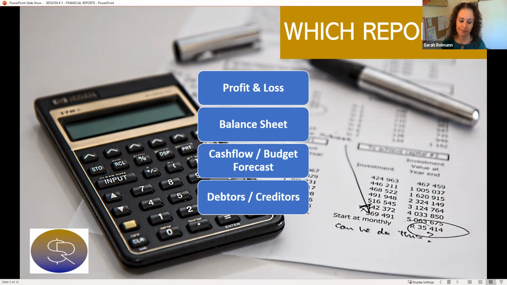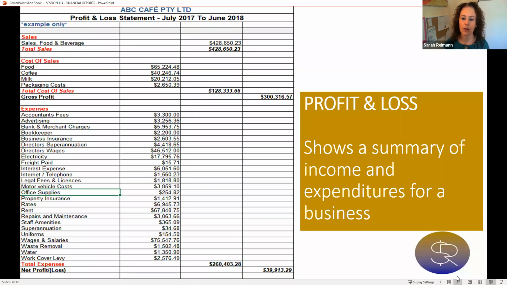So today in this session, I'm going to go through the 5 reports you should be looking at in your business, and extracting each month from your accounting software, so you've got clarity about how your business is travelling at any given moment. Okay, so as you can see on the screen here, we've got a profit and loss.